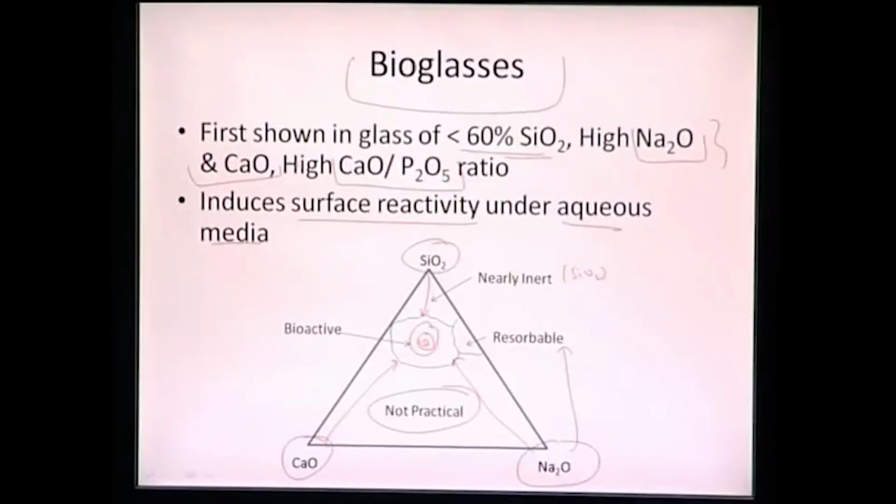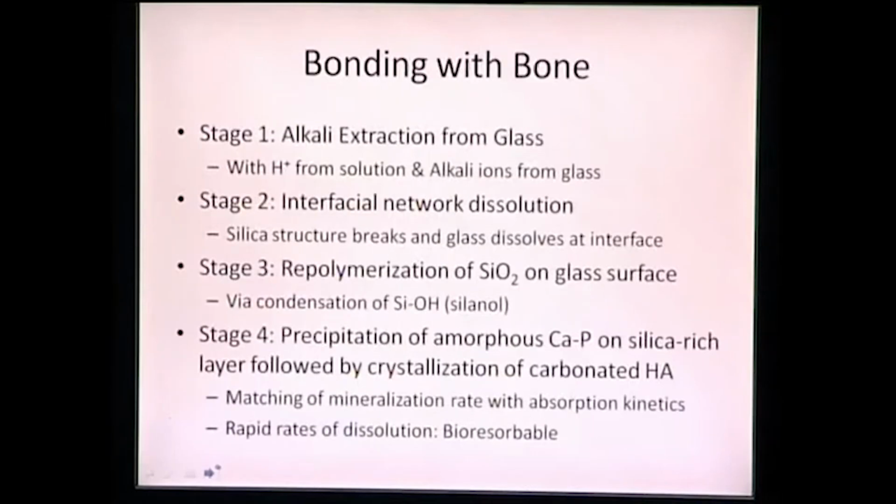So this is the overall combination, and this particular combination of calcium oxide versus Na2O is not possible, so that is not practical. So we have a certain combination of silica and some combination of calcium oxide and Na2O to result in a bioactive region, and we can also achieve a resorbable region. We can also achieve a nearly inert region via a particular combination of silica, calcium oxide and P2O5 as such out here.